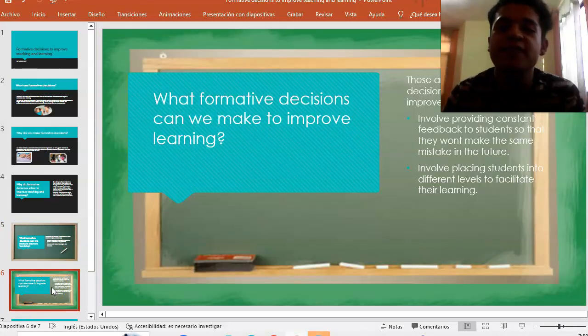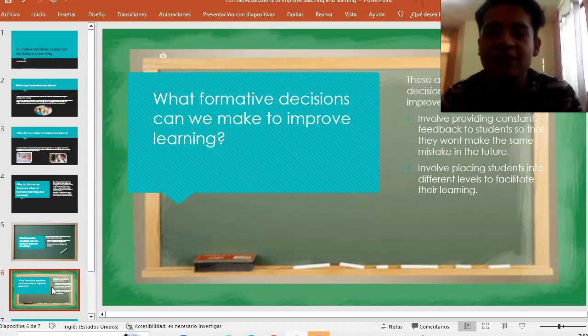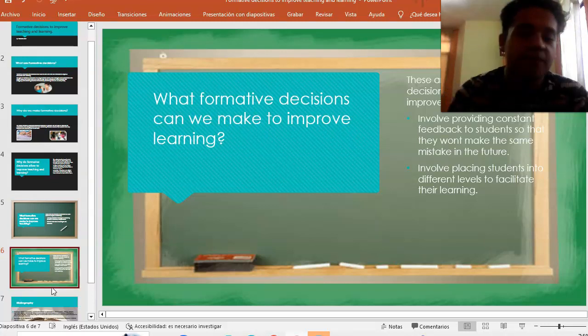And what formative decisions can we make to improve learning? These are the formative decisions that we can make to improve learning. The first involves providing constant feedback to students so that they won't make the same mistake in the future, and the second involves placing students in different levels to facilitate their learning.